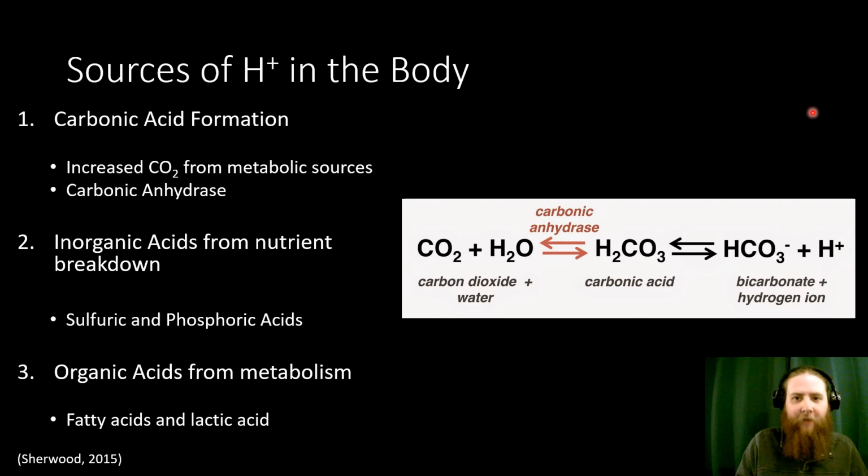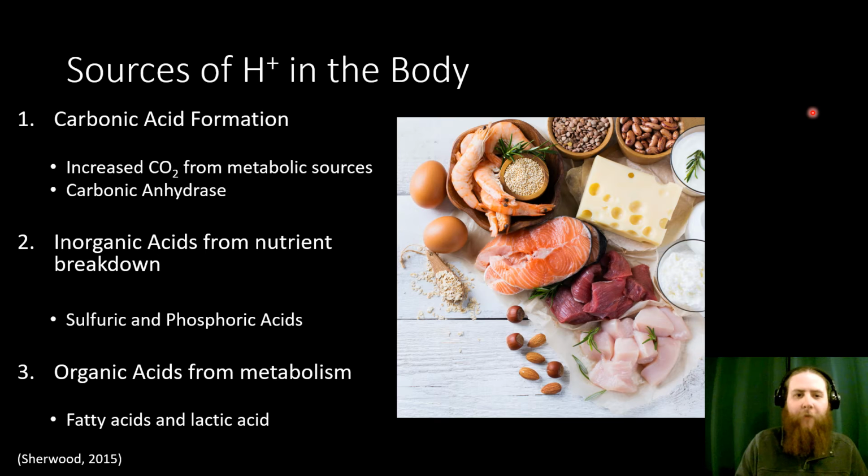The second way that we get H+ inside of the body is from the breakdown of nutrients and the inorganic acids that are in them. This is how we get sulfuric and phosphoric acid. This is very common from breaking down things like meats, grains, dairy products, nuts, and eggs. All of these things produce sulfuric and phosphoric acids. Even though these aren't the carbonic acids from before, these acids still donate or dissociate into hydrogen ions, and these hydrogen ions are able to increase the acidity of the body, which is something we want to avoid.